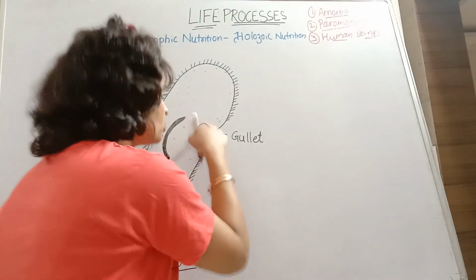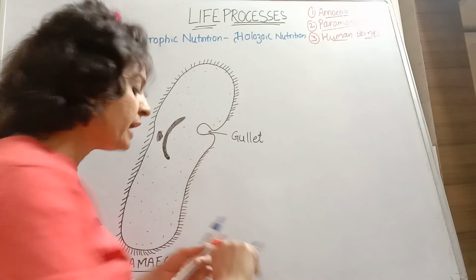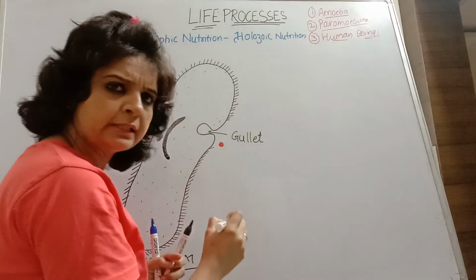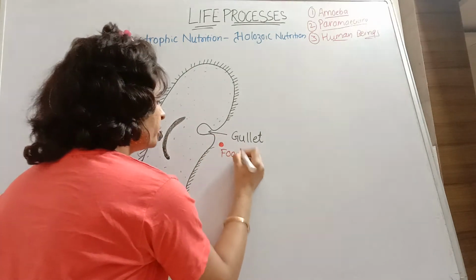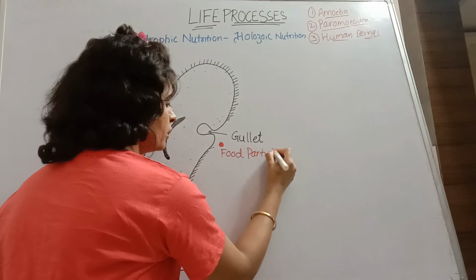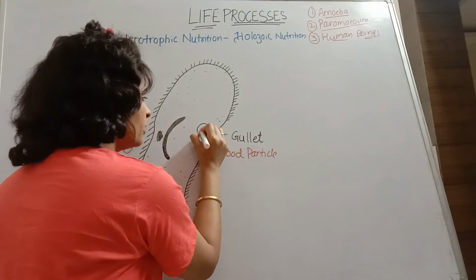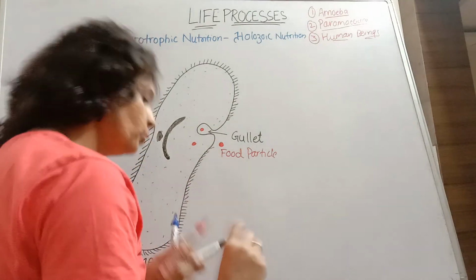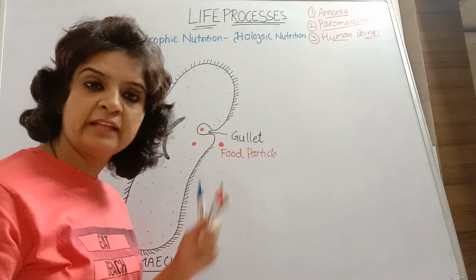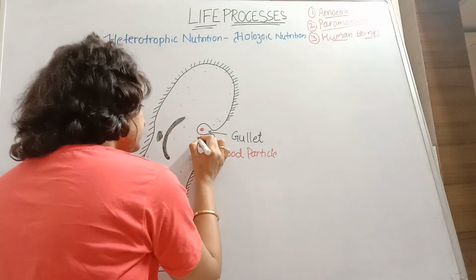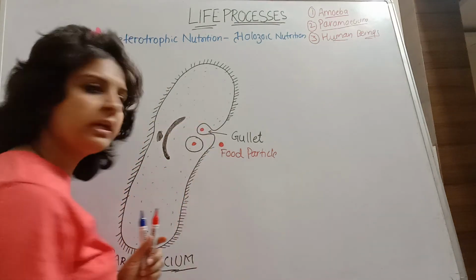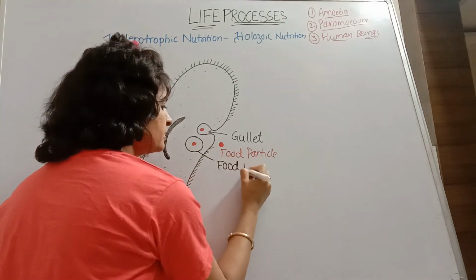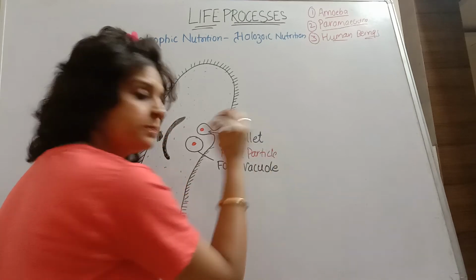The food is going to enter from here. This is the entry point for the ingestion. So if I say this is a food particle, this food particle is going to be ingested. So this food particle will be moving here. Now it will be taken inside, and you know what happens whenever the food goes inside a unicellular organism? It is surrounded by a vacuole. And this vacuole is now known as a food vacuole.